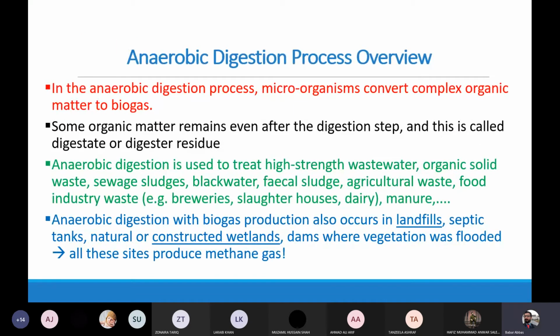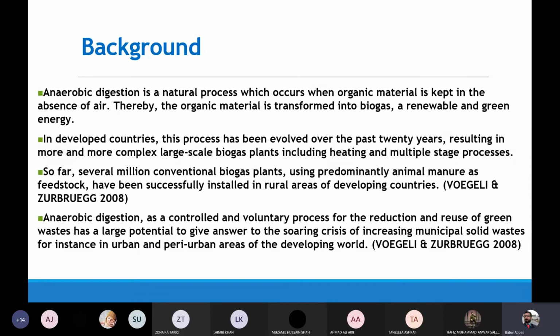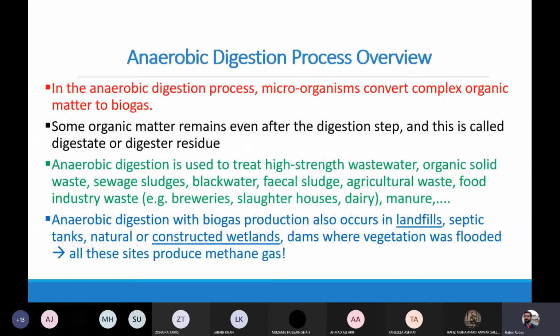So, what is anaerobic digestion? In the anaerobic digestion process, microorganisms convert complex organic matter to biogas. This was basically the background of the biogas production plants across the globe in the developed or developing nations and the need of the hour. And this slide is providing a precise focus on the anaerobic digestion process.